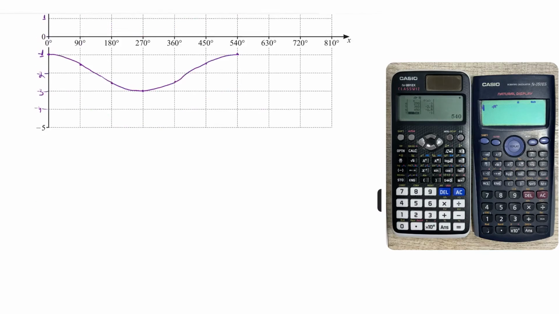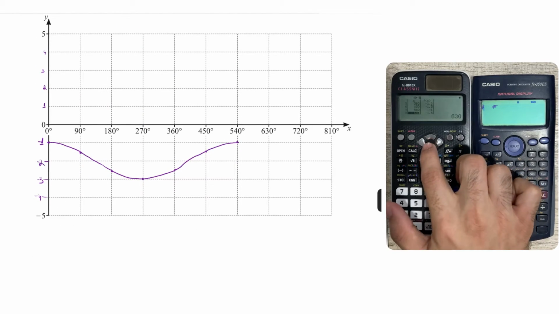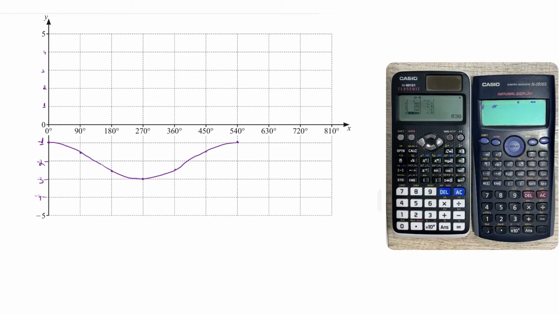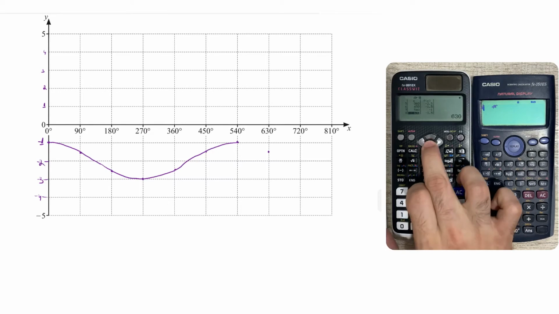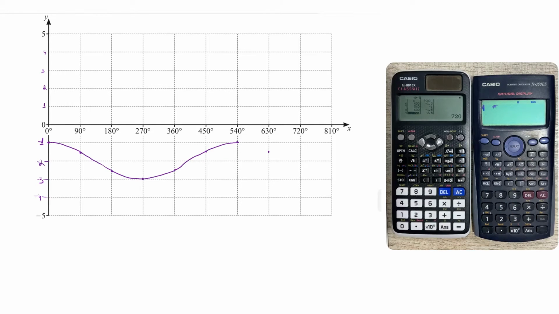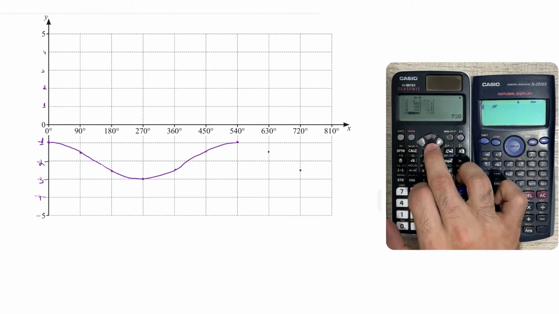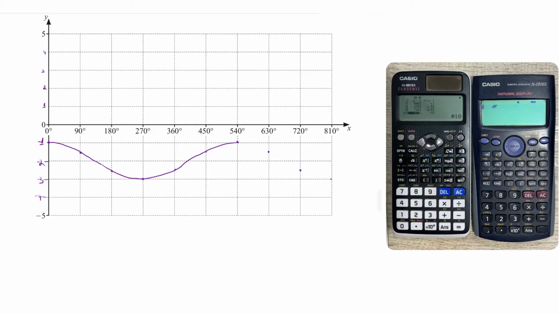Sorry about that. If you want to see what the actual values are, you can just navigate downwards. At 630 it's -1.5 again. At 720 it's -2.5, and at 810 it's -3. So you can just continue like this over here.